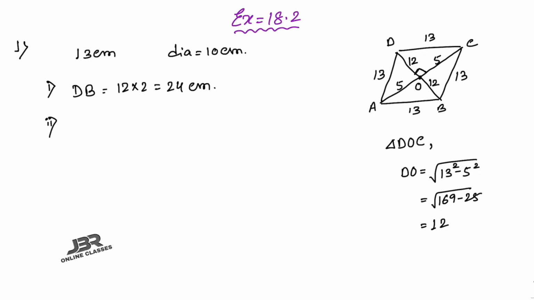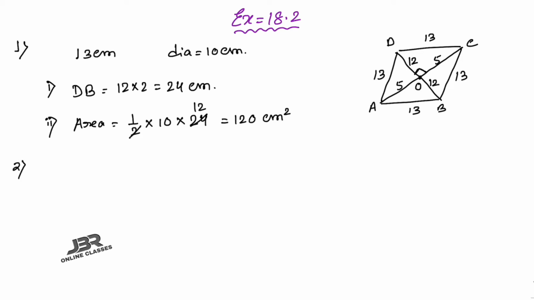Number 2, area of that rhombus. Okay, now the formula of area is half into product of diagonals. So here product means first one into second one. Okay, so it's 10 into 24 by 2, that means 120 centimeter square is your answer. Now next one, sum number 2.